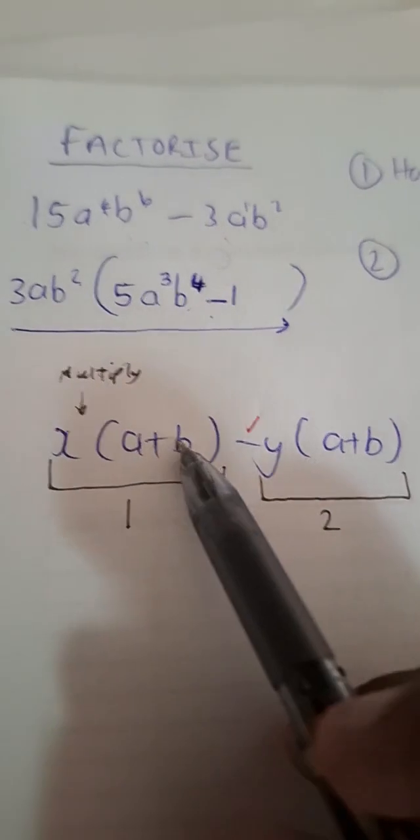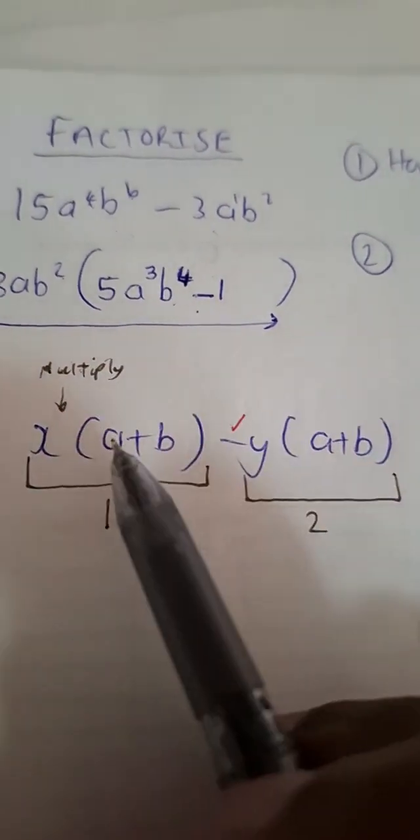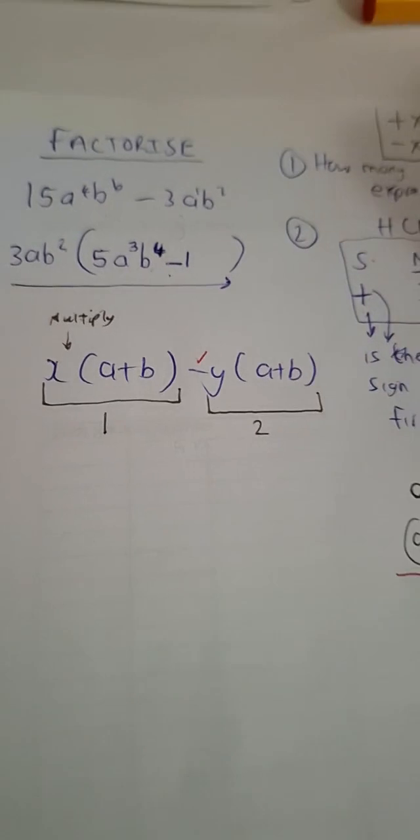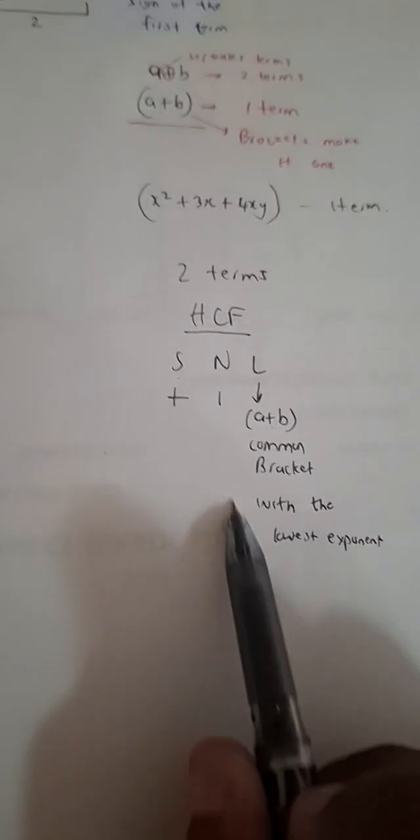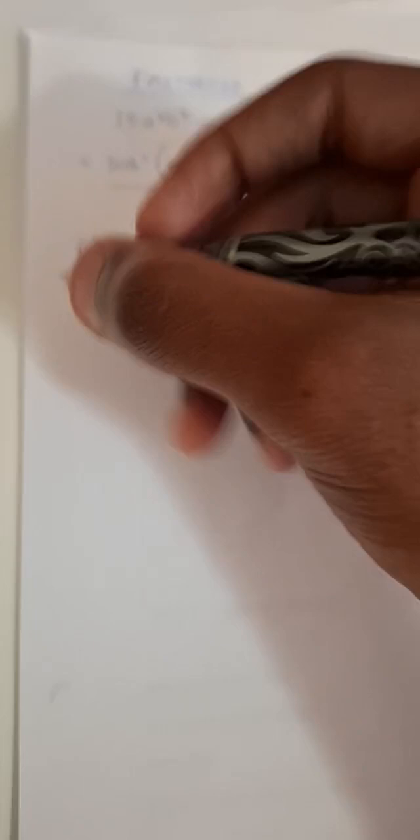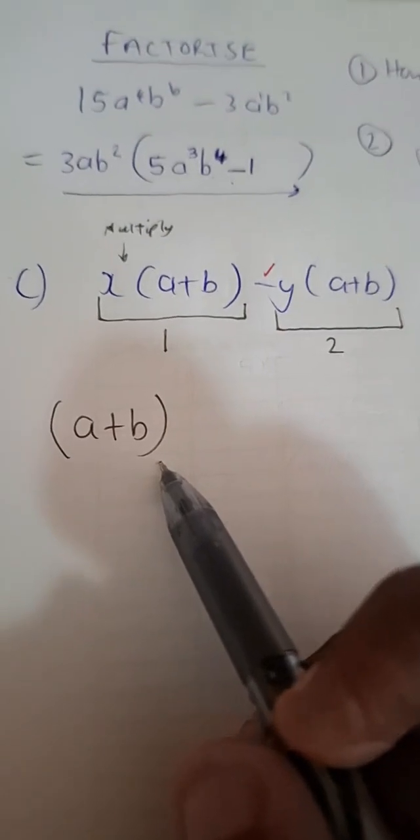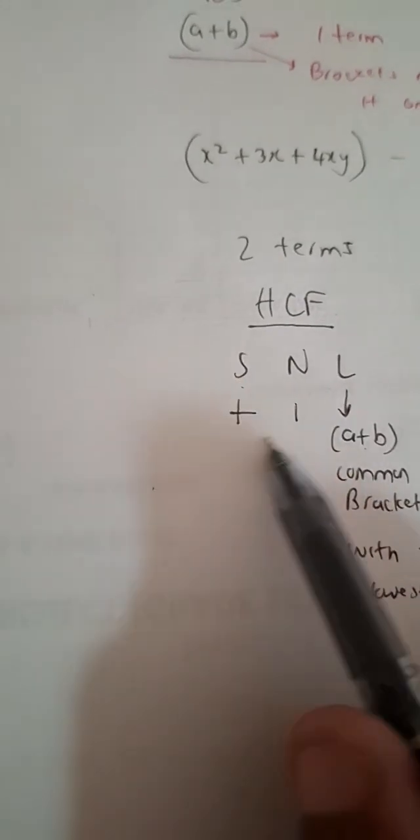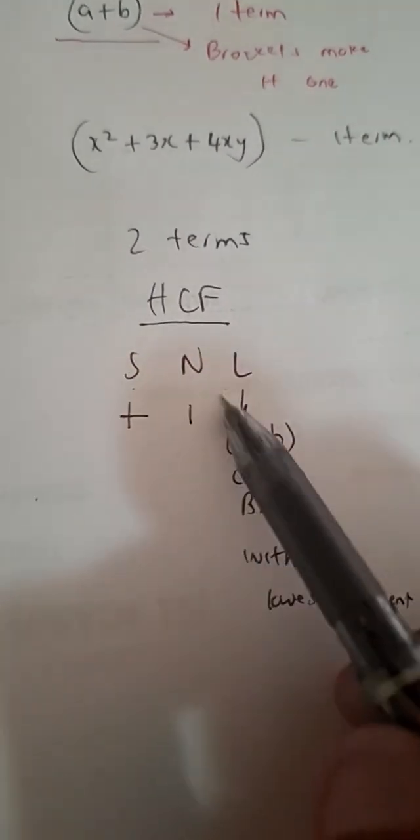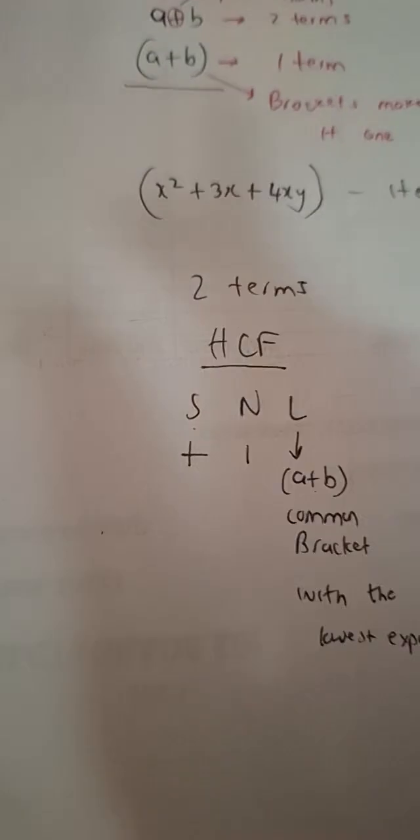Look at this, x into a plus b. So this a plus b is common. It's there on the left, it's there on the right. So that means I'm going to take out a positive 1, a plus b. So look at this, a plus b is a common bracket. Now you're gonna ask, where is the positive? Remember I said it's the invisible sign that is always there. Then you're gonna ask, where is the 1, sir? Why didn't you put the 1? Remember, 1 is also the invisible number that is always there.